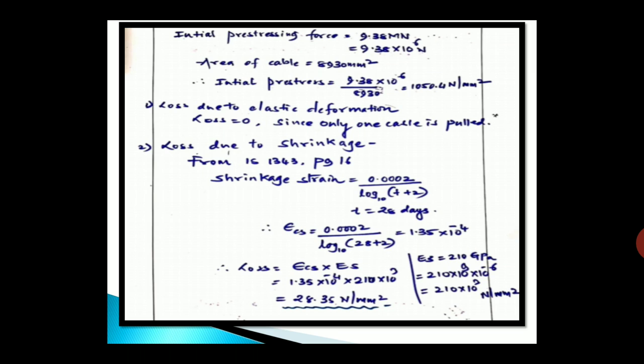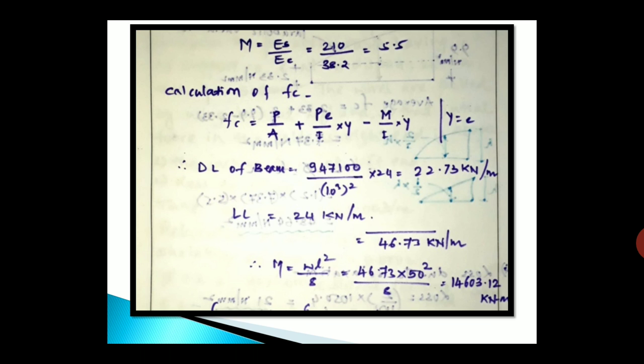Therefore the loss is shrinkage strain multiplied by elasticity of steel. This you have solved, so let us not discuss in depth these things which you have already solved in the previous examples. So we get a shrinkage loss as 28.36 Newton per mm square. Only be careful while converting the E values which are given in gigapascal, and at this level you should be able to do it easily. So modular ratio we get as 5.5, which will be used further.